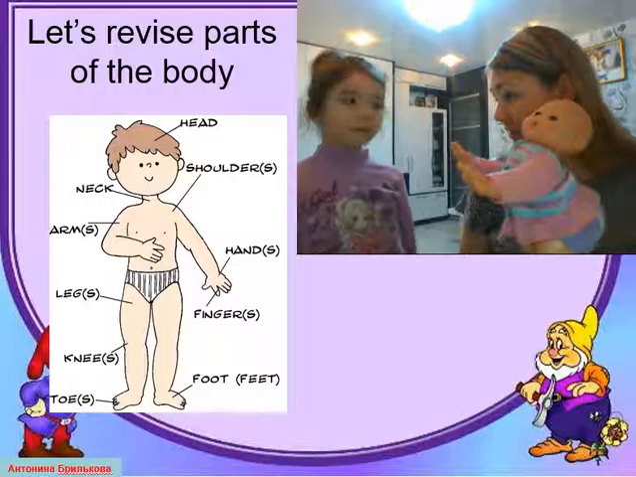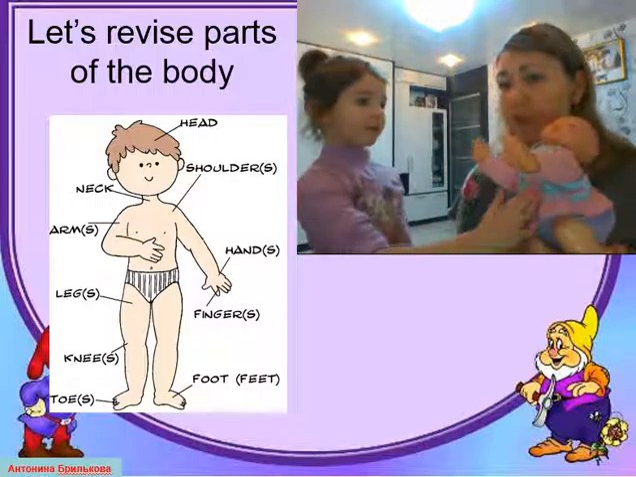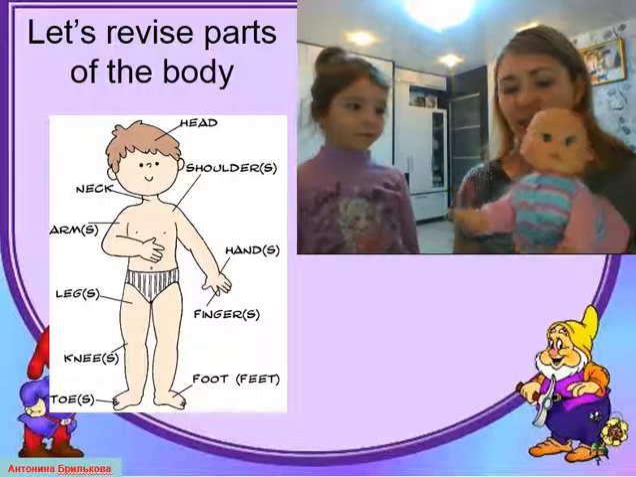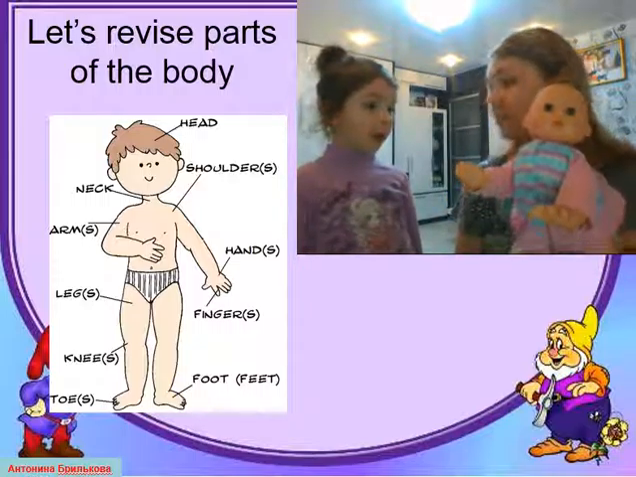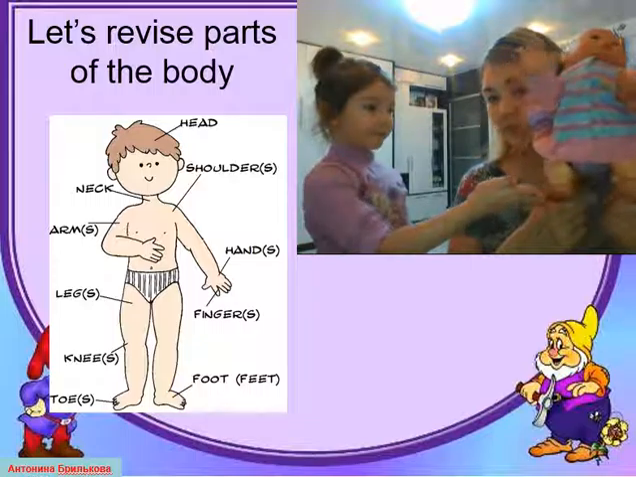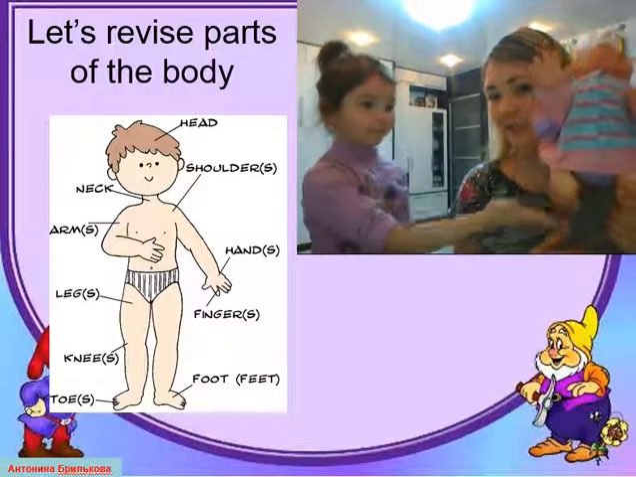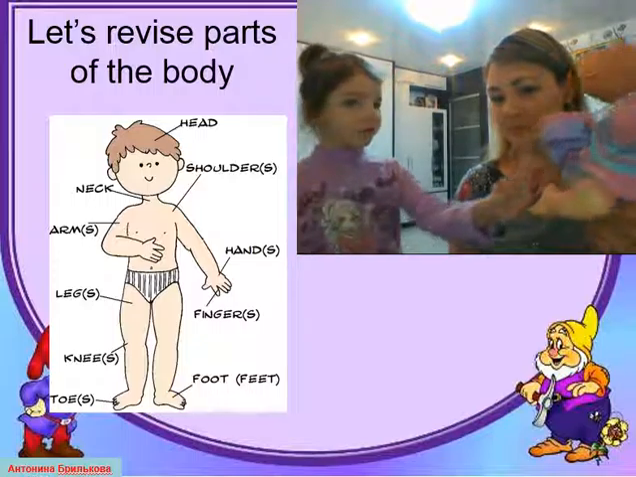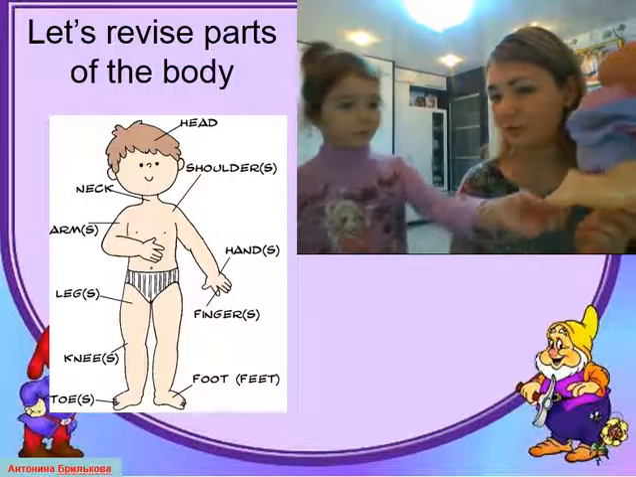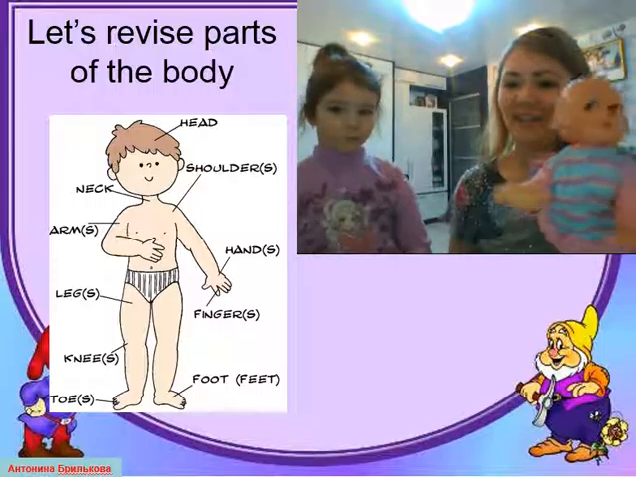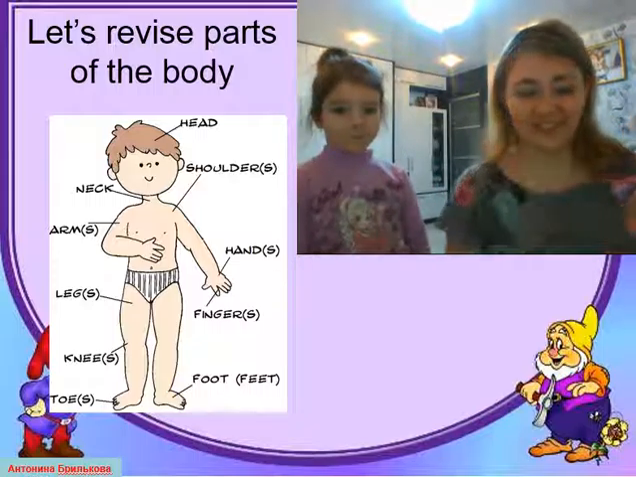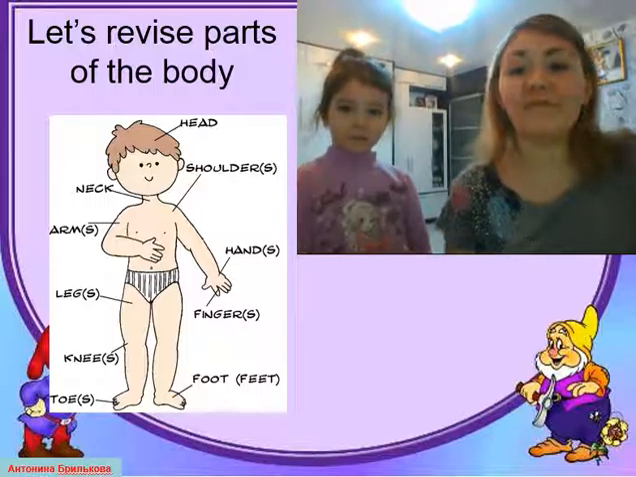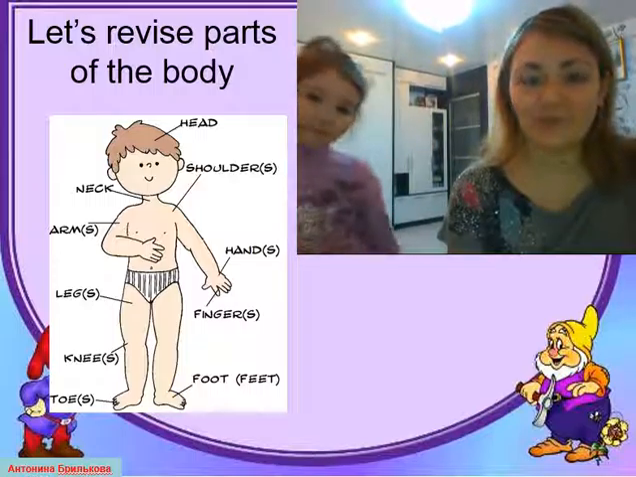Has she got a stomach? Stomach. Yes, she has. Has she got a leg? Leg. Yes, she has. Has she got a knee? Knee. Has she got a foot? Foot. And has she got toes? Toes. Yes, you are very good. Well done. Good job. So, I suppose you have revised all parts of the body.